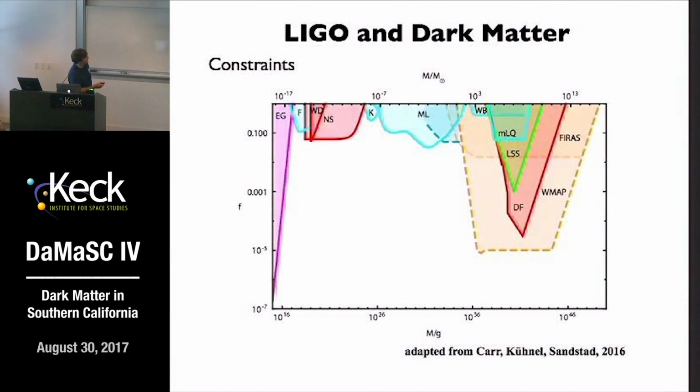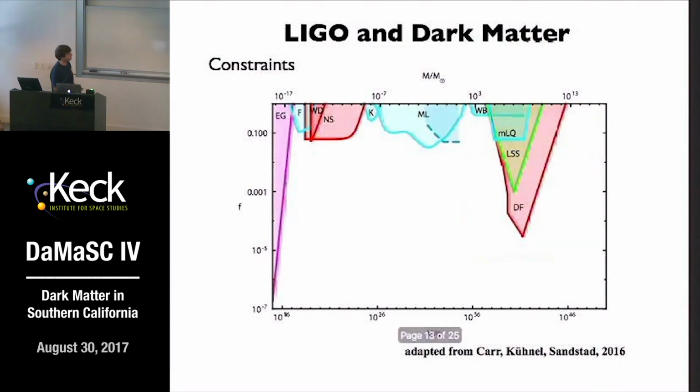But this is, in any case, what the landscape of constraints looked like. And the statement then in the paper was that, well, the FIRAS and WMAP constraints are model dependent, and we'll ignore them. So this is the kind of plot that was used to argue that there is a window around 30 solar masses. And I'll get back to the CMB constraints. So this is something we were looking at.